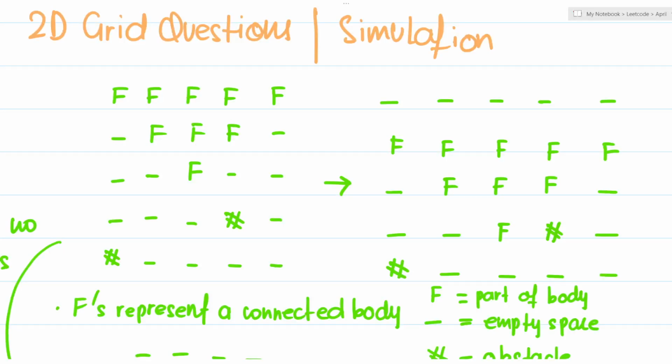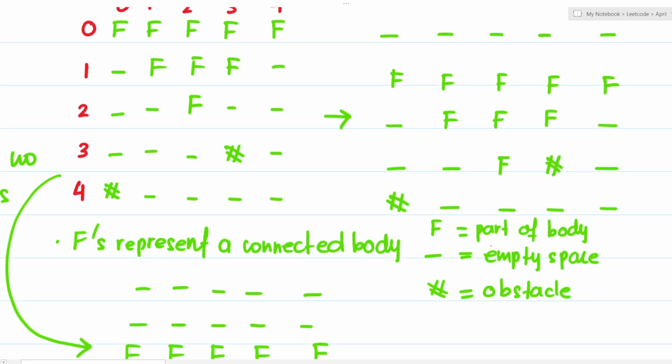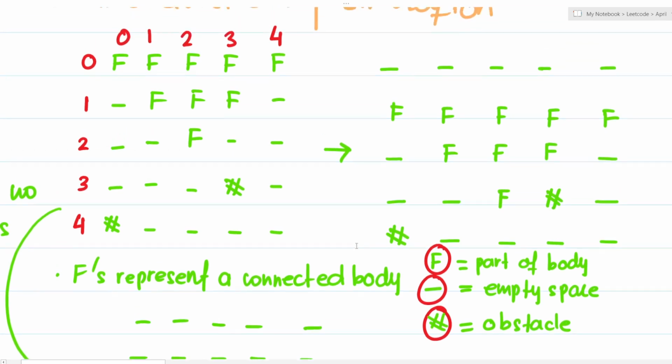All right. So the question was, you were given a 2D grid, a very simple 2D grid, something like this. Okay. And the thing about the 2D grid was that it only consisted of three types of symbols. So it was either an F, either a dash, which represented an empty space, and either a hashtag, which was an obstacle. Now, what does the F represent?